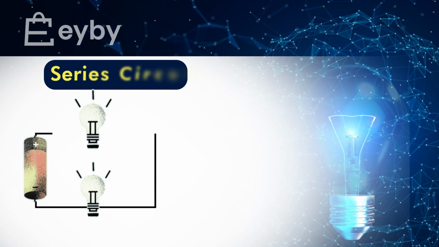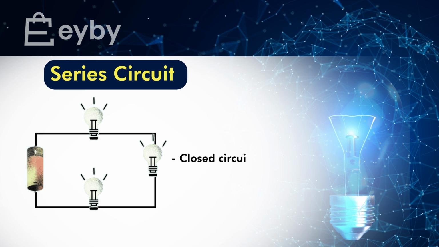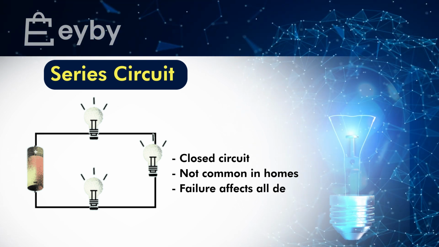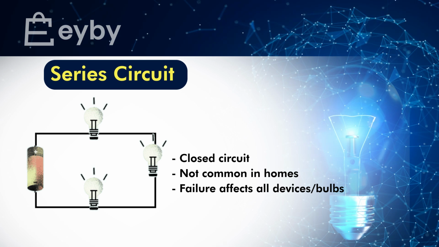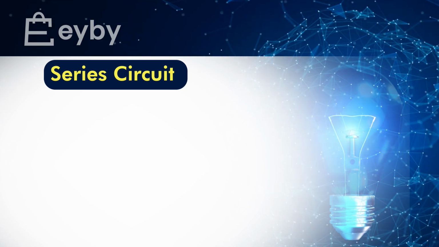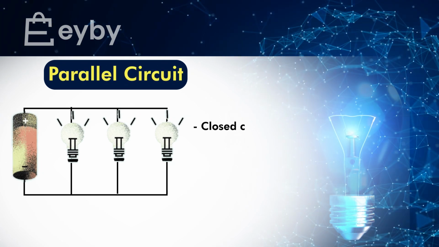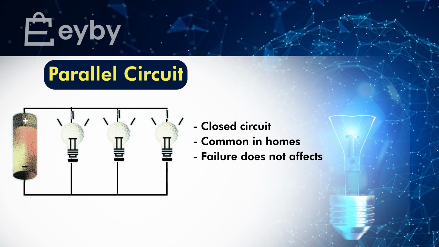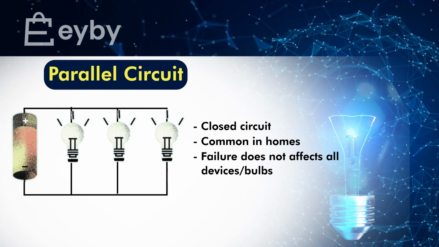A series circuit has components connected sequentially, ensuring current flows through each in turn, with voltage divided according to resistance. A parallel circuit has multiple conductive paths, where components are connected across separate branches, allowing independent current flow through each.